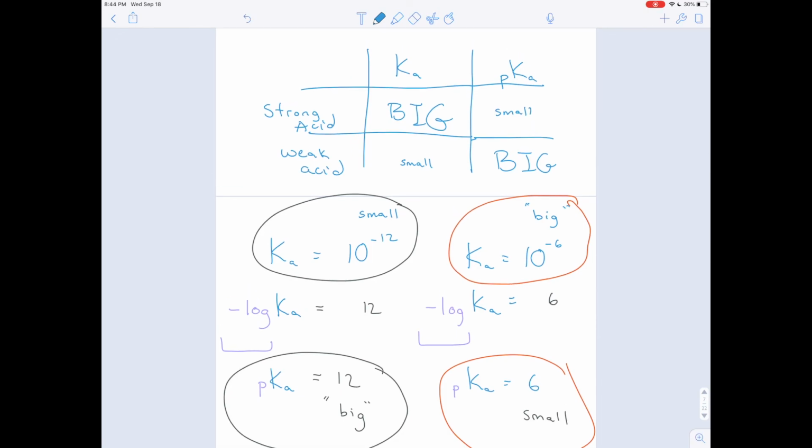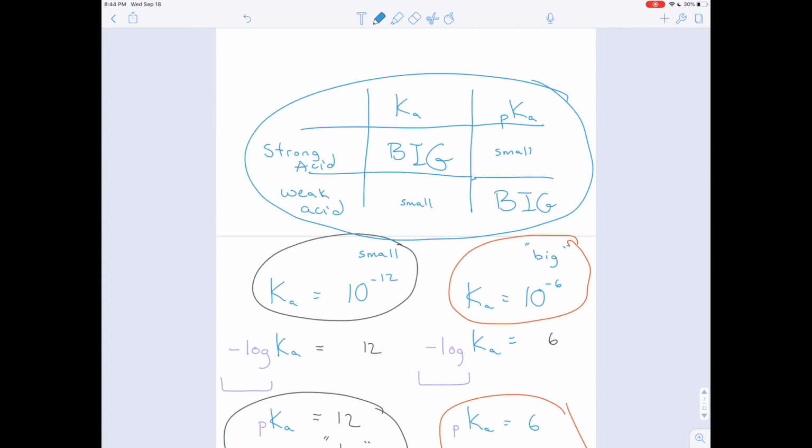So this table lets you compare acids, the strength of acids, quantitatively. You would be given a Ka or a pKa, and you'd be asked, which is the stronger acid? The bigger the Ka, or the smaller the pKa, the stronger the acid.